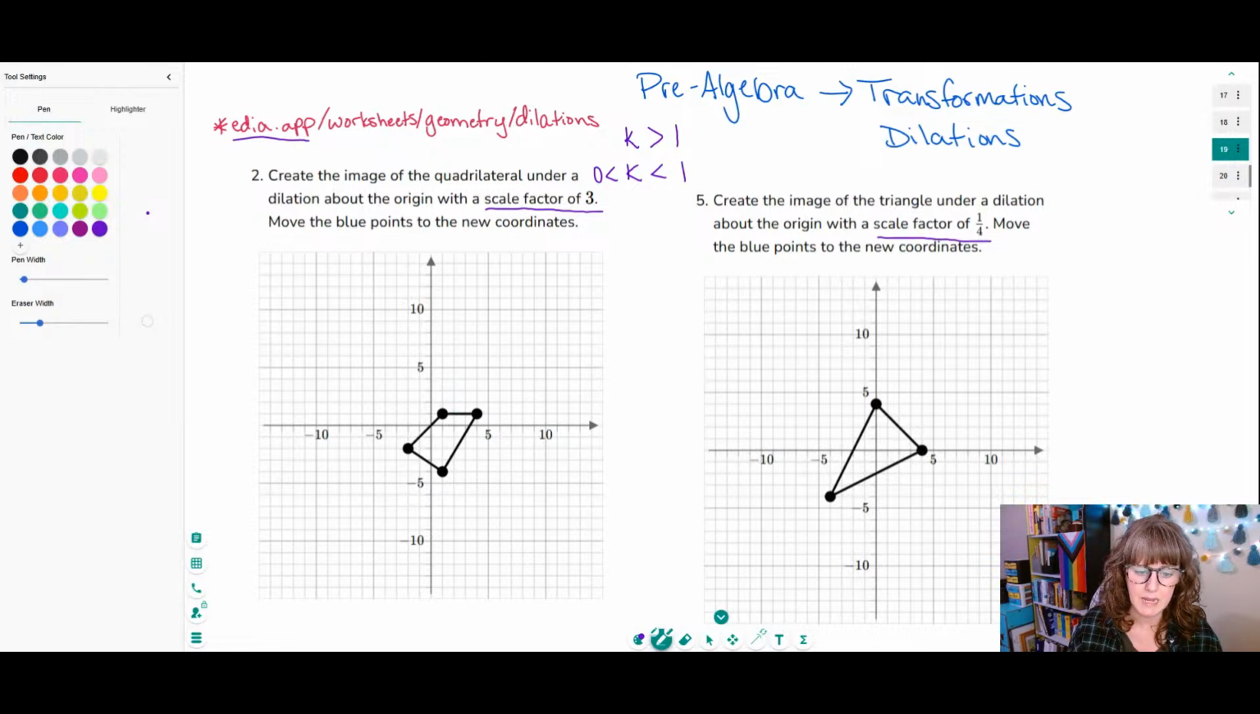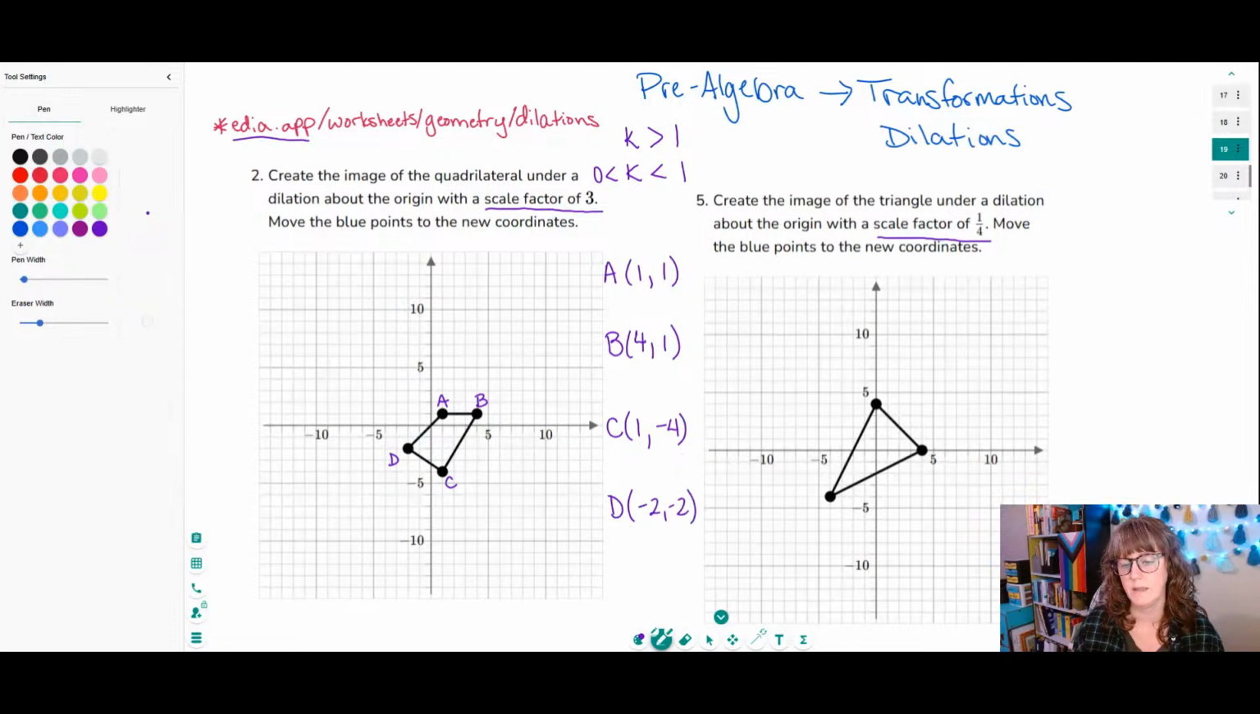I'm going to label my little quadrilateral right here since they didn't give us points, just so that I can list them out over here and it doesn't get confusing. So A, it looks like, is at 1, 1. B is at 4, 1. C is at 1, 2, 3, -4. And D is at -2, -2. And I left space in here so that I can write in my new image coordinates.